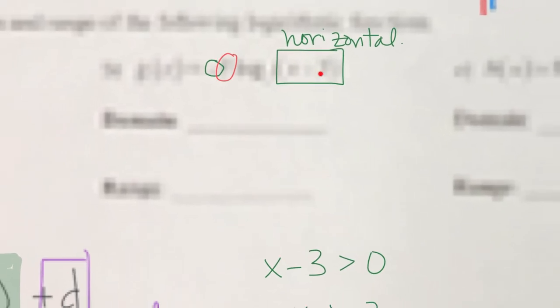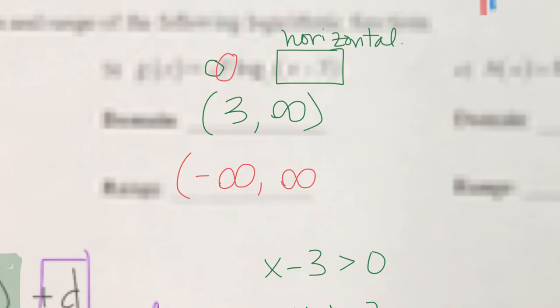I have to pick x values bigger than 3. So my domain is from 3 to infinity. Right? Those are all the numbers that are bigger than 3. And my range is the same as my range always is. There's no change to the range for a horizontal transformation.